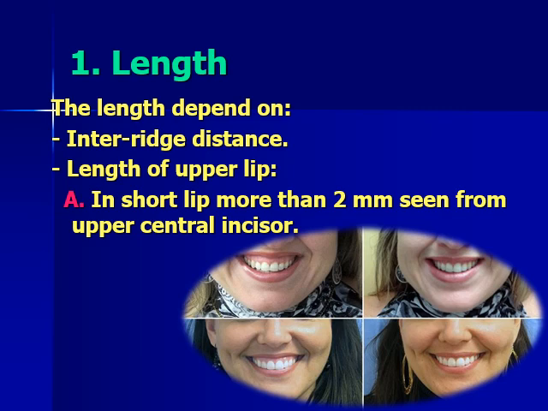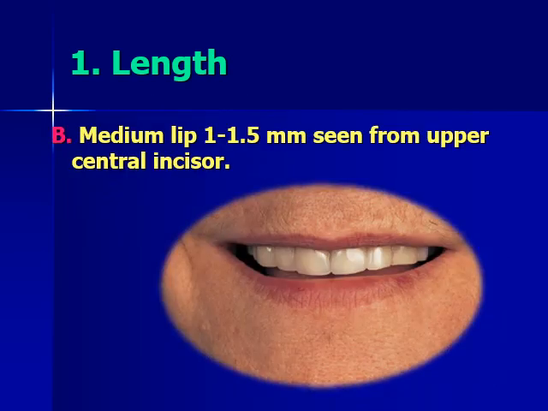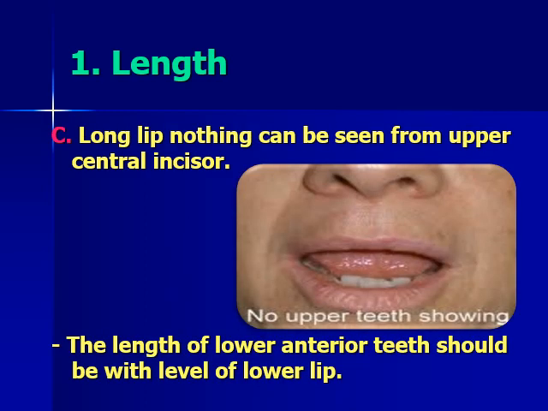The length of the upper lip is also another factor. For example, in a short lip, as seen in this figure, more than 2 mm is seen of the upper central incisors, while in a medium lip around 1 to 1.5 mm is seen of the upper central incisor, as seen in this figure. And finally, the long lip, this means that nothing can be seen of the upper central incisor. As seen in this figure, the length of the lower anterior teeth should be at the level of the lower lip.